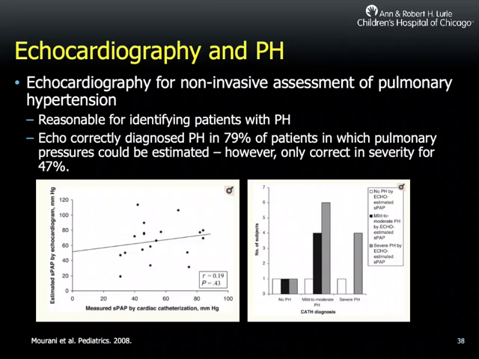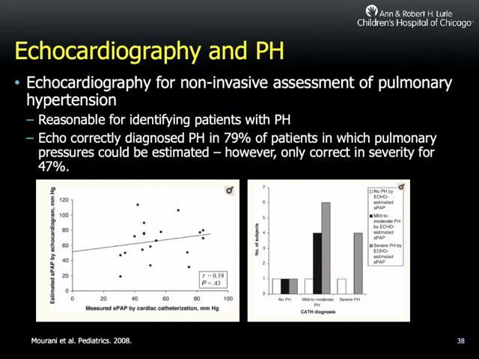So we've talked a lot about the qualitative as well as quantitative measurements of right ventricular function, but how does echocardiography and pulmonary hypertension play? So echocardiography can be used, and it is used as a non-invasive assessment for pulmonary hypertension. When we looked at how reliable that is, we found that echo correctly diagnosed PH in almost 80% of patients where pulmonary pressures could be estimated.